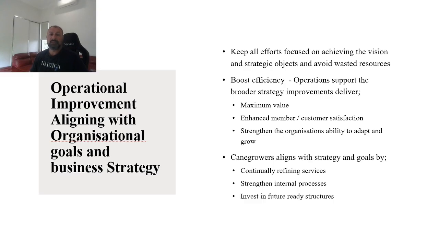In Cane Grower's case, its goals are to assist in maximising member efficiency and profitability. This alignment with operational improvements can be achieved by enhancing member services, continually refining services such as the payroll service to directly improve grower efficiency and profitability, tying to the vision of a secure and profitable future; strengthening internal processes such as improving workflows, communication and decision-making processes to boost organisational effectiveness and support long-term industry efficiency; and investing in future-ready structures, using operational improvements to build a strong, adaptable foundation for future industry development, innovation and strategic planning.